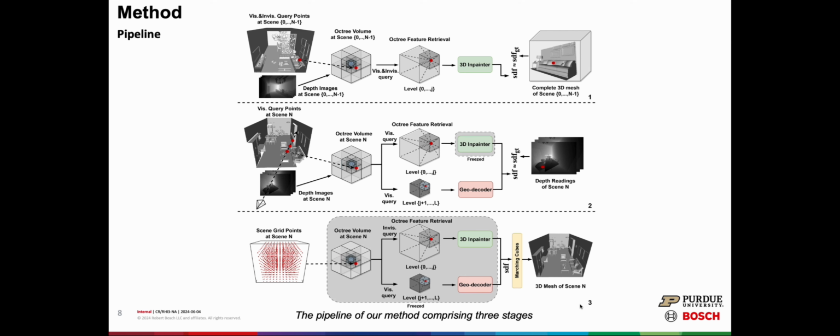The pipeline of our method has 3 stages. We refer to the visible surface decoder as GeoDecoder and the invisible surface decoder as 3D Implanter. At the first stage, we train our 3D Implanter across scenes. At the second stage, we jointly optimize GeoDecoder and features on the new testing scene. At the third stage, we generate 3D surfaces on the testing scene.